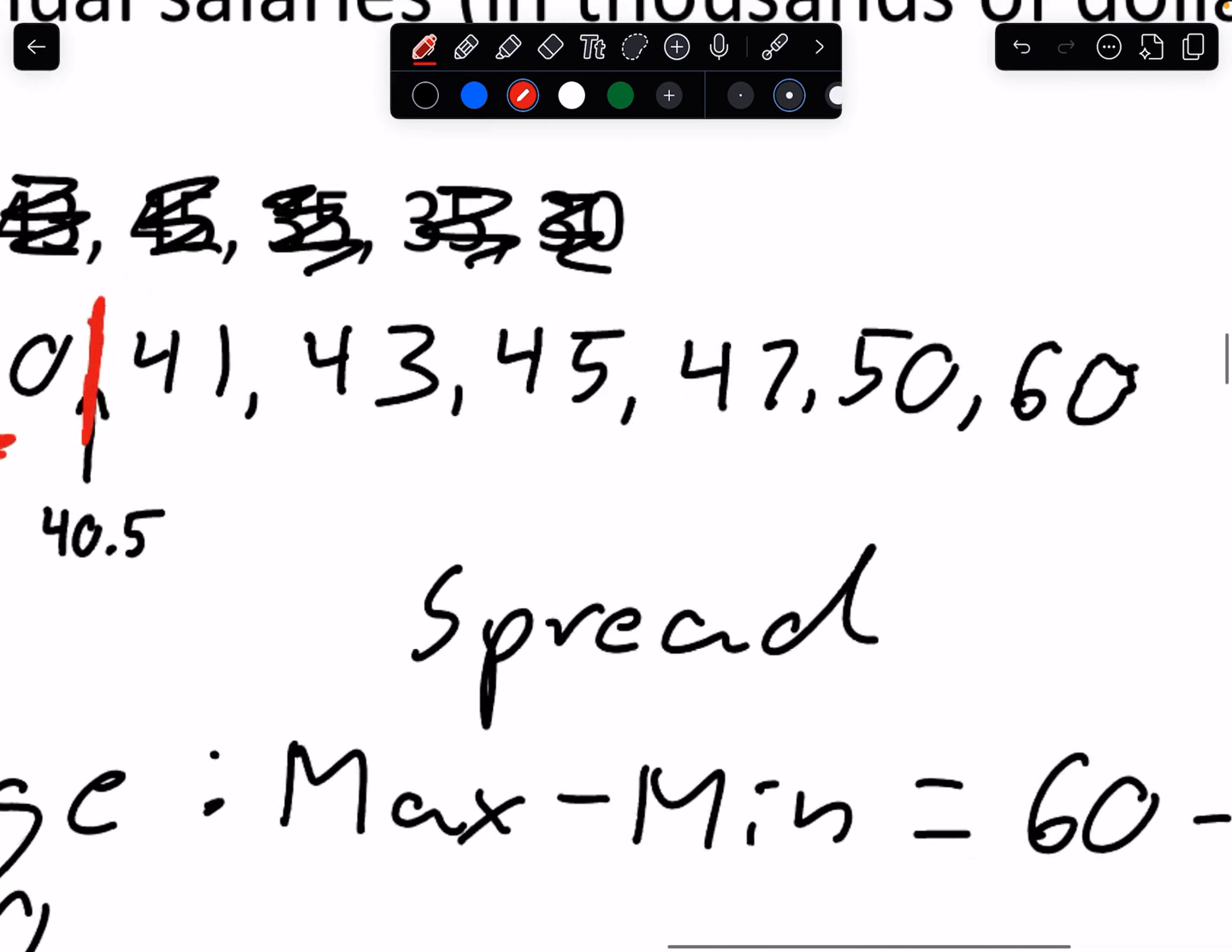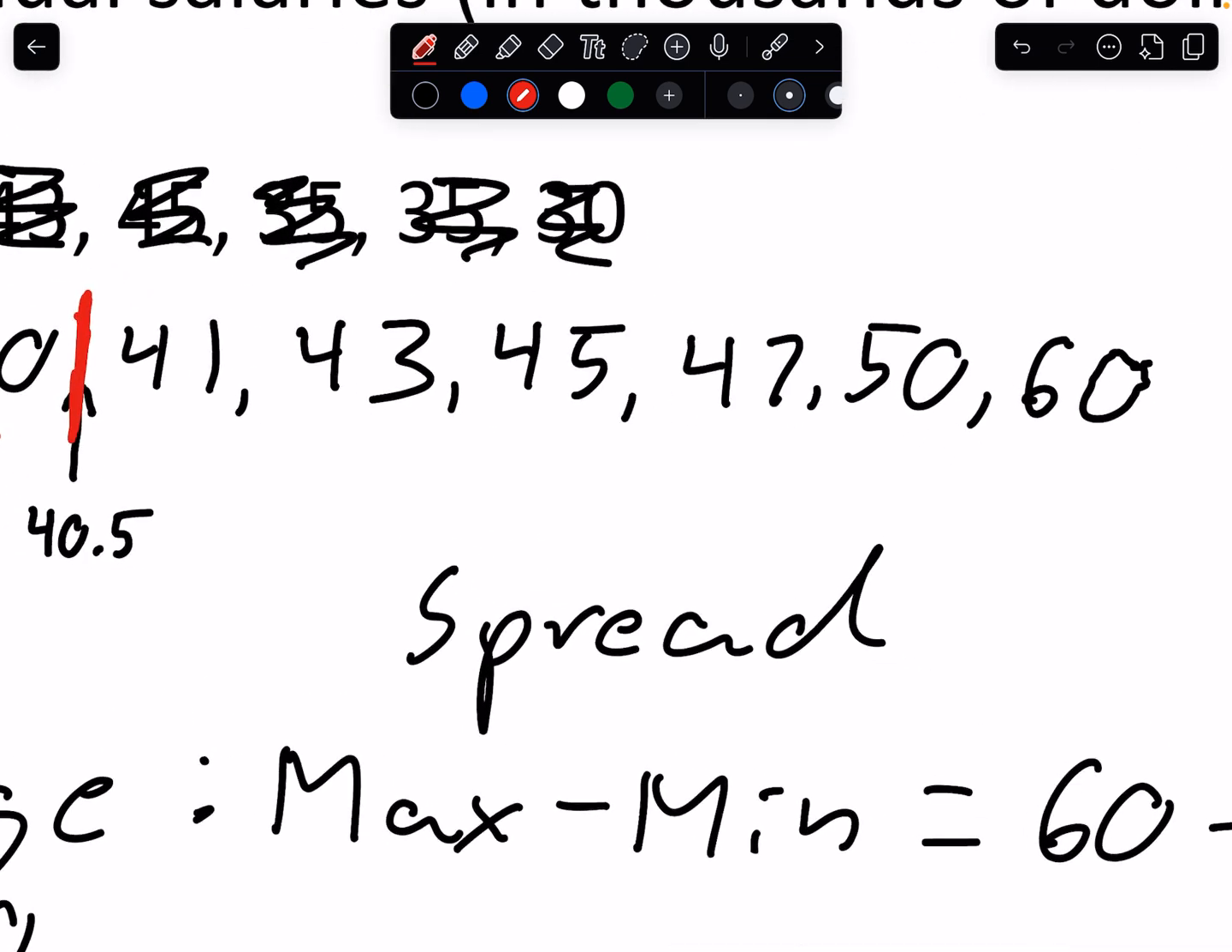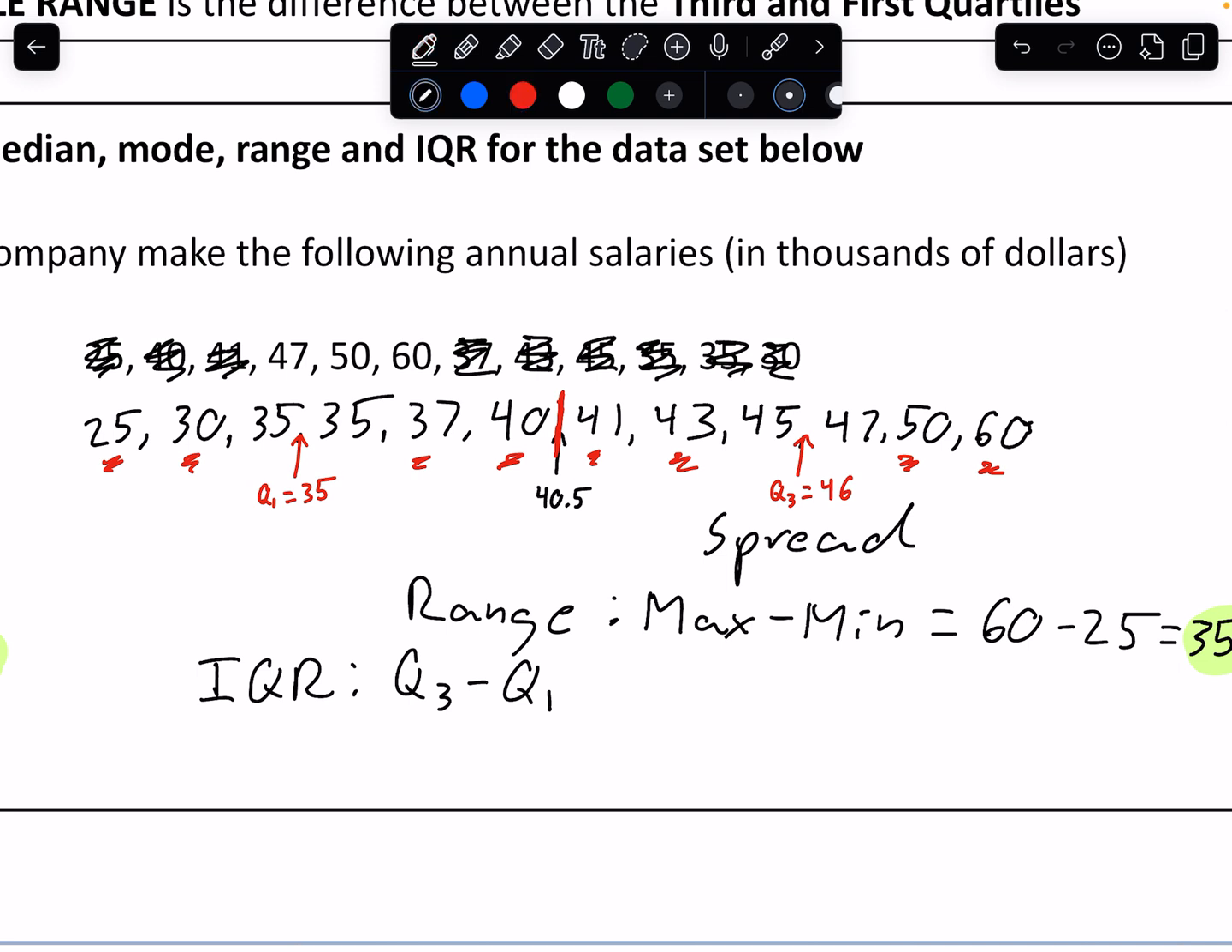Let's look at the back. Okay, it's not 41. It's not 60. It's not 43. It's not 50. We get down to 2 numbers. We have to think about what's perfectly between those. What number is perfectly between 45 and 47? Hopefully you're okay with the fact that that is 46. Our Q3 is 46.